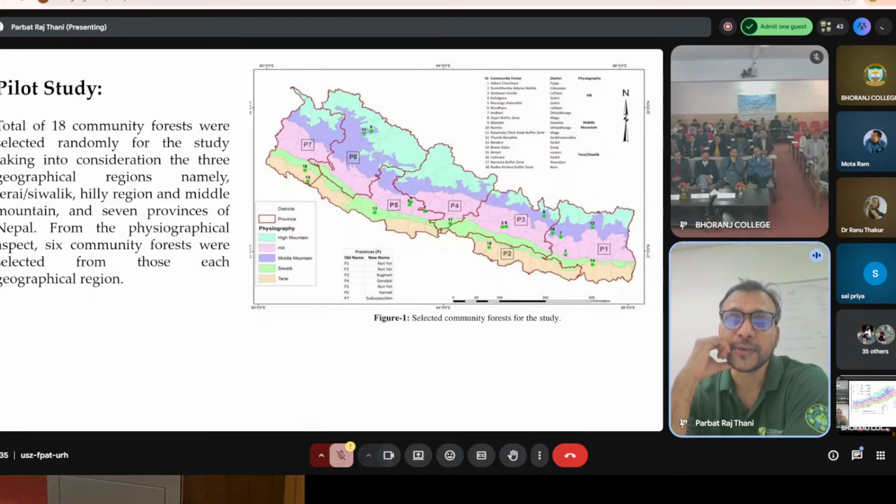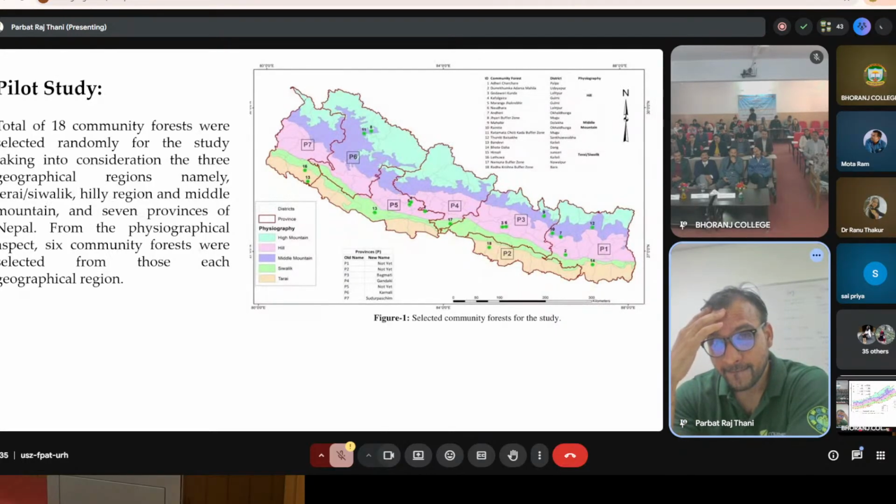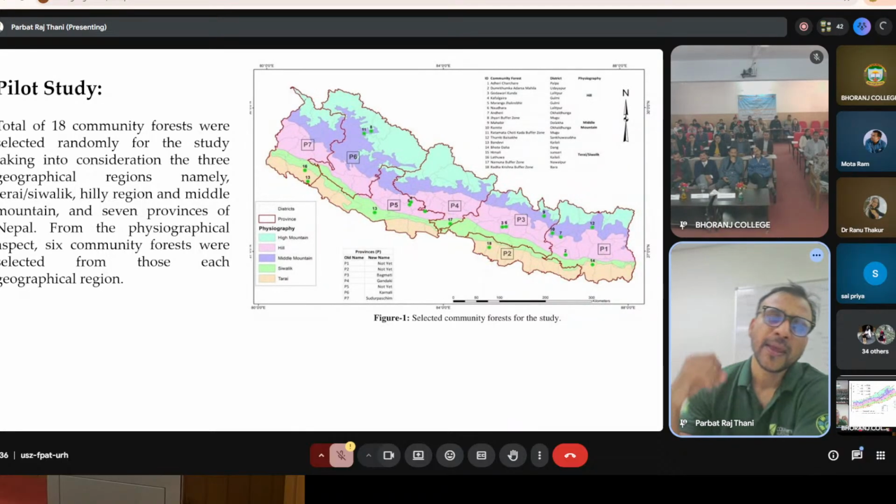Just for a pilot study. During that pilot study, there were approximately 18 community forests from the different parts. As you can see there, the green color points are community forests that were selected randomly from the different parts. And we applied those procedures there to integrate biodiversity and ecosystem services.